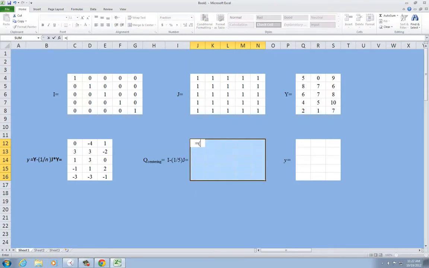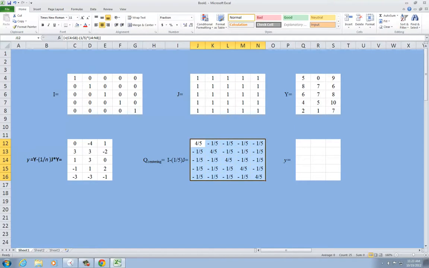I'm going to put parentheses, minus 1/5. That's going to be times this J matrix. Control Shift Return. I'm just going to highlight the diagonals in a different color to make it easier to see. So you see we have 4/5 on the diagonals and -1/5 everywhere else, and that is our centering matrix.